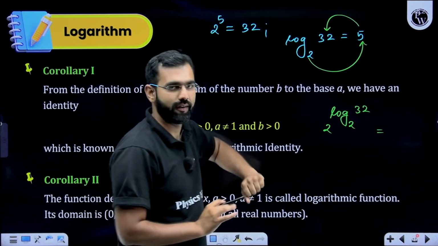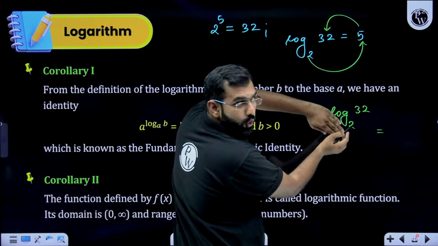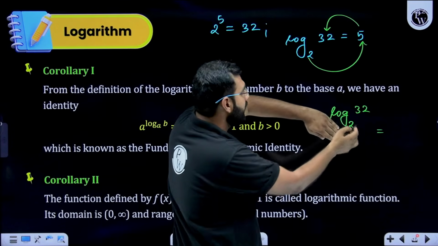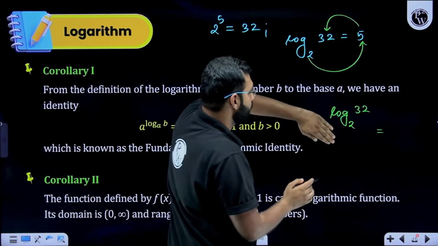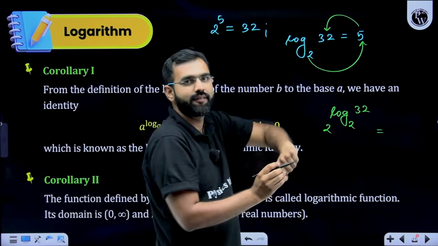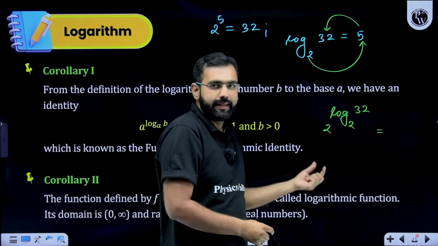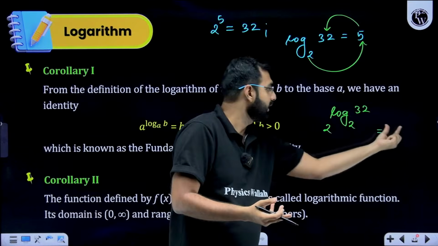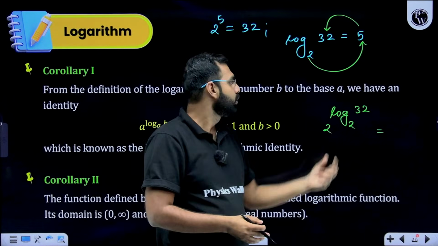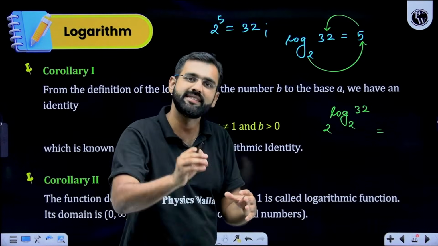Forget this 2 for a while. 2 is raised to what power so that it gives you 32? I repeat, 2 is raised to what power so that it gives you 32? I think that's exactly what they are asking you. So log 32 base 2 is that power only.